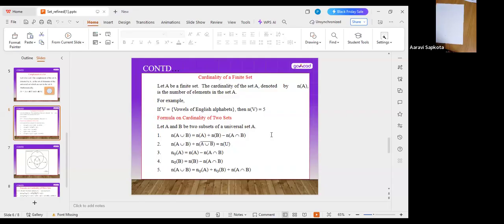So let's see some of the cardinal numbers and we will derive further cardinal number of union and intersection.